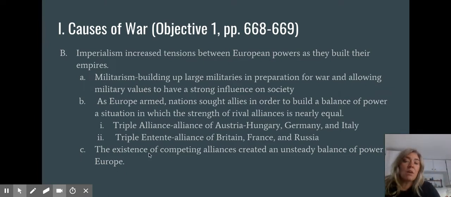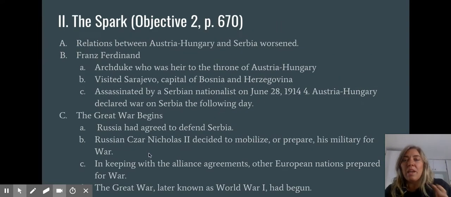So the existence of these competing alliances creates an unsteady balance of power in Europe. So there's sides drawn, but there's no fights. Okay, so it's like building a fire, but all we have to do is light a match and start it. Okay, so I'm going to give you an overview and then I'm going to get into it. The relationship between Austria-Hungary and Serbia got worse.